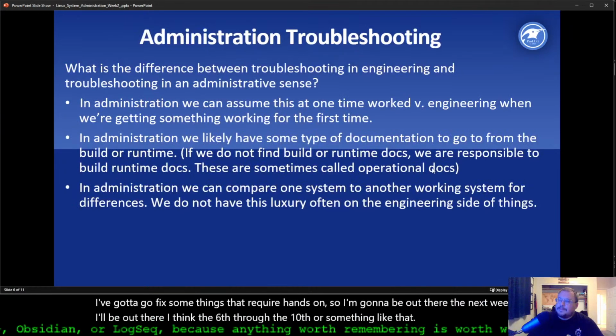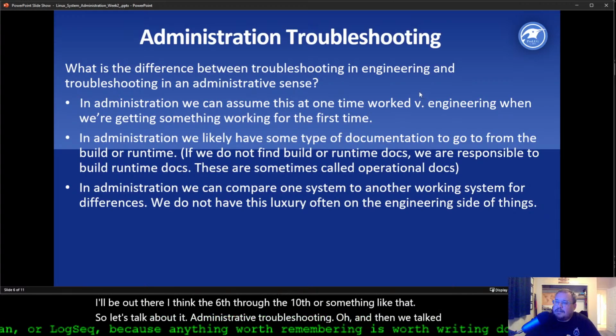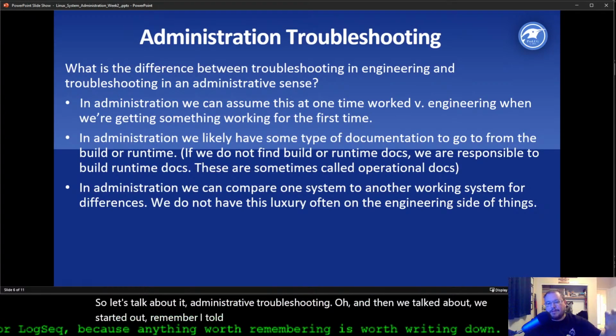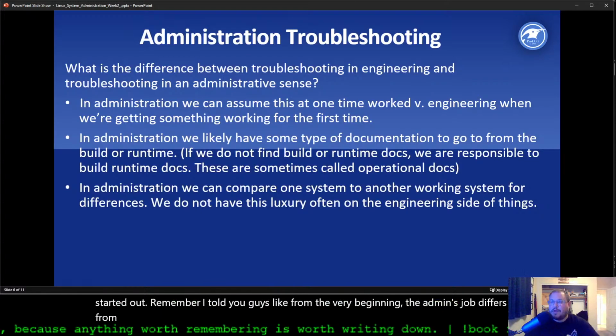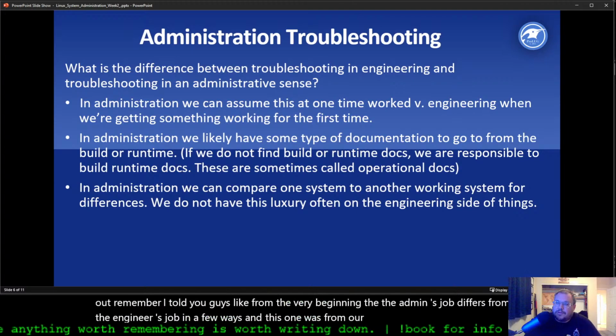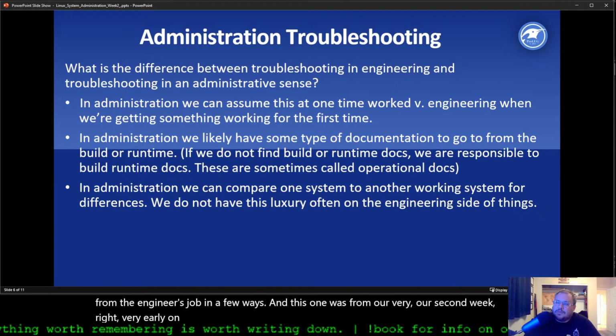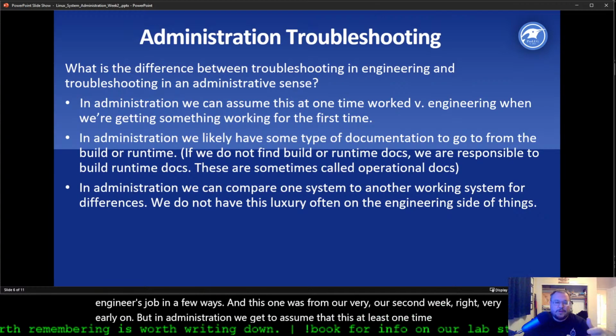So let's talk about administrative troubleshooting. Oh, and then we started out, remember I told you guys, from the very beginning, the admin's job differs from the engineer's job in a few ways. And this one was from our second week, right? Very early on. But in administration, we get to assume that this at least one time worked, hopefully before we got a hold of it.